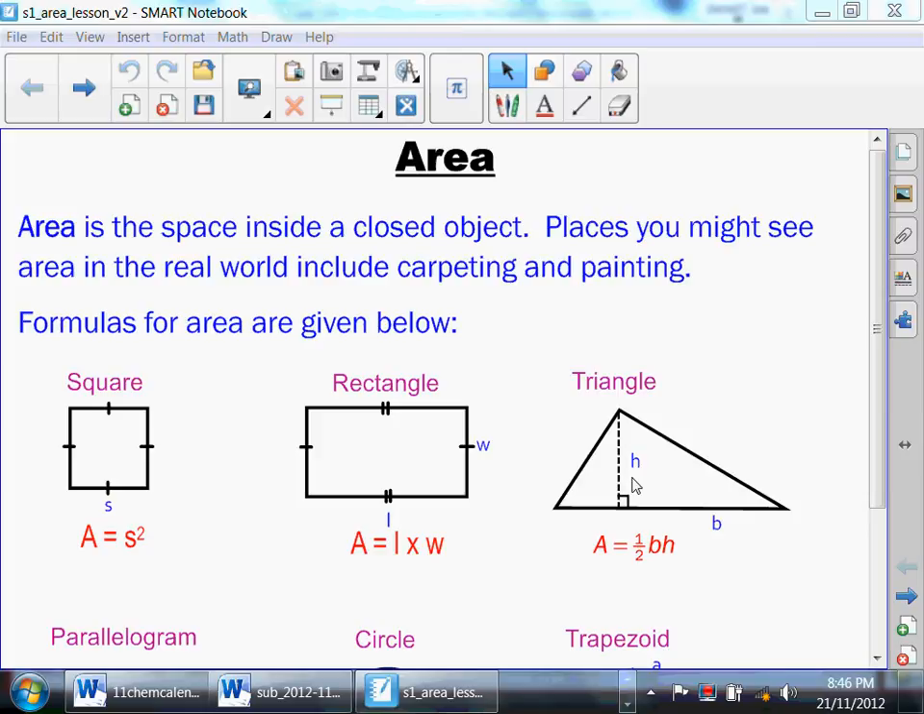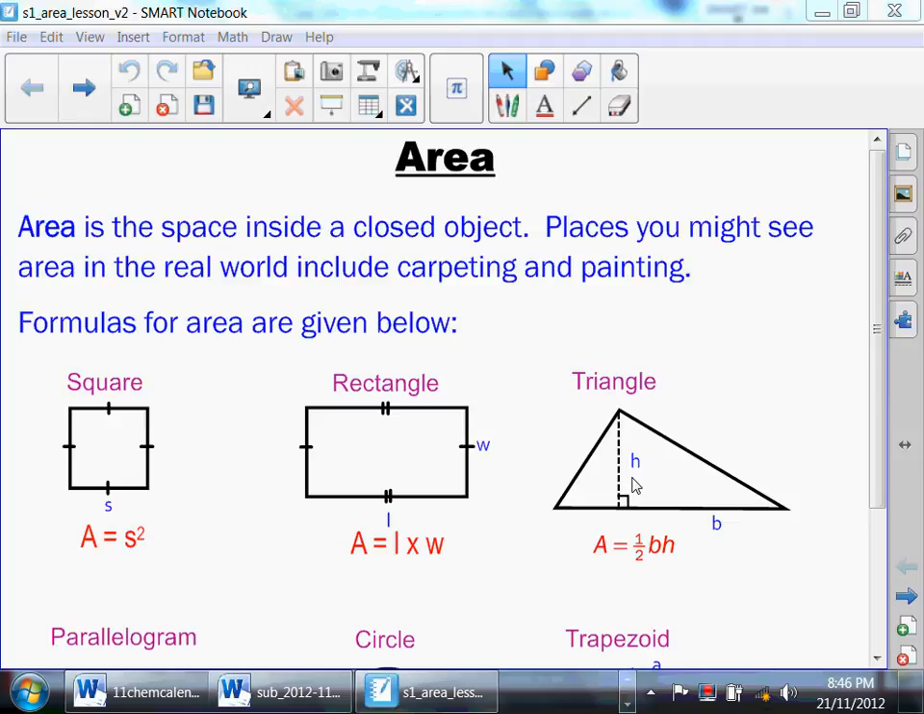Okay, grade 9s. Today we're going to do a lesson on area. Area is a space inside a closed object. Places you might see area in the real world might be carpeting and painting. Formulas for area are given below. There's more than one formula for area. If you're doing a quiz or a test, the formulas will be provided for you.